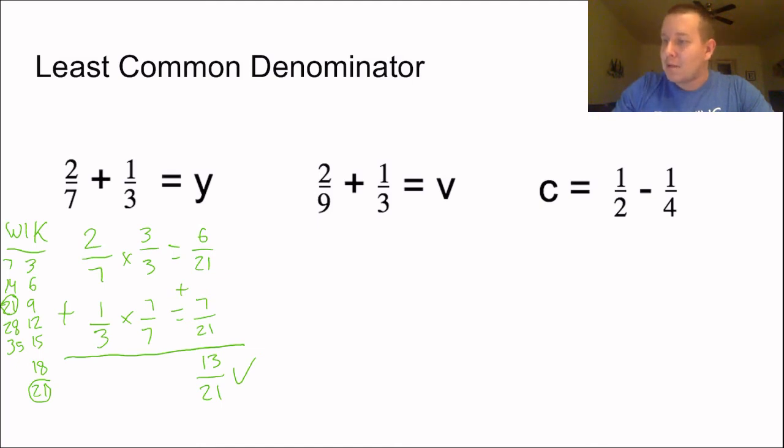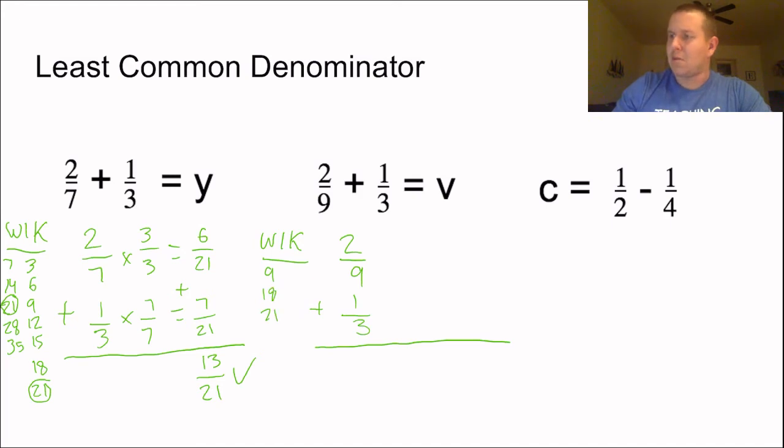So we've got 2/9 plus 1/3. Now, as I'm writing this out, I'm feeling pretty good about it because I do know that 3 goes into 9. So our what I know column is actually going to be pretty easy. We're going to go 9, 18, 21, 21.